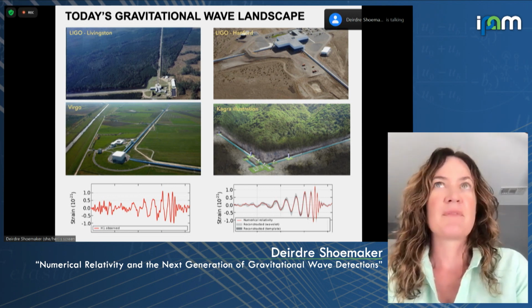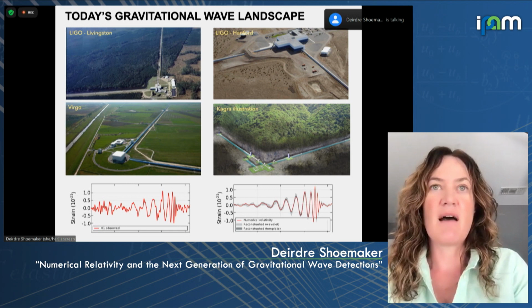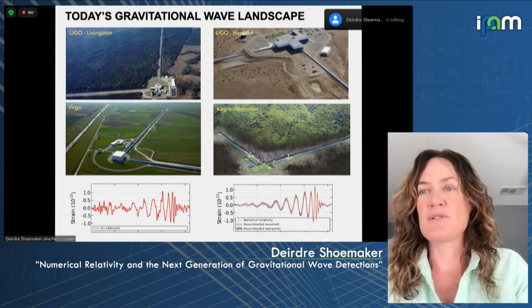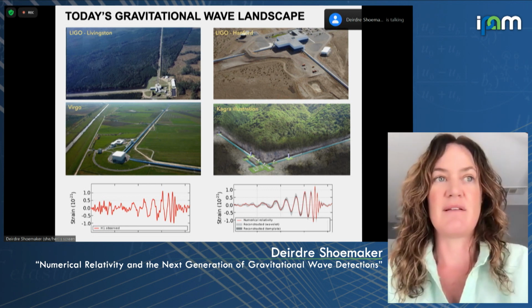So hopefully when the next light happens, the fourth observing run of LIGO, KAGRA will join and we'll start to have all these detectors looking at our events.